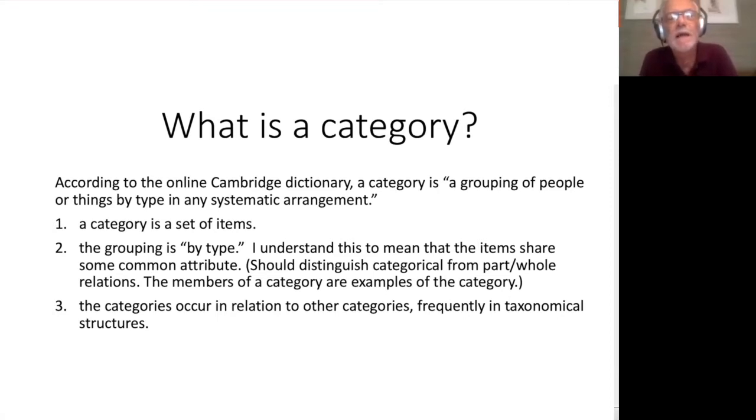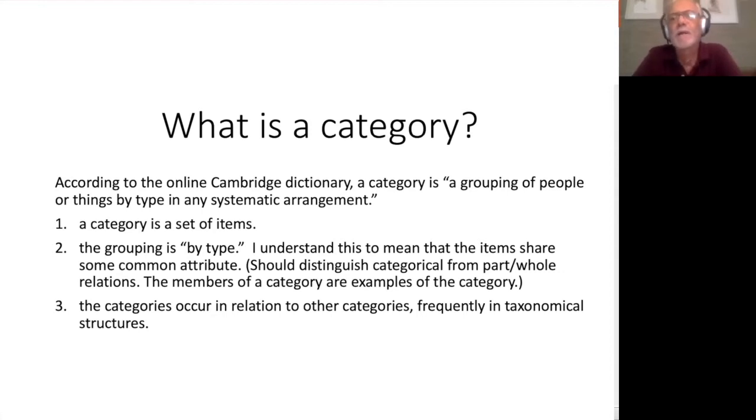Now, there's a distinction here, which I never see made in any of the definitions of category. And that is that we need to distinguish categorical relations from part-whole relations. For a categorical relation, the members of the category are examples of the category. So for instance, an elm is an example of a tree, and the tree is a category, therefore, in relation to an elm. But let's say New York comprises a number of places, Times Square, Columbus Circle. That is a part-whole relationship. Times Square is not an example of New York. It's a part of New York.